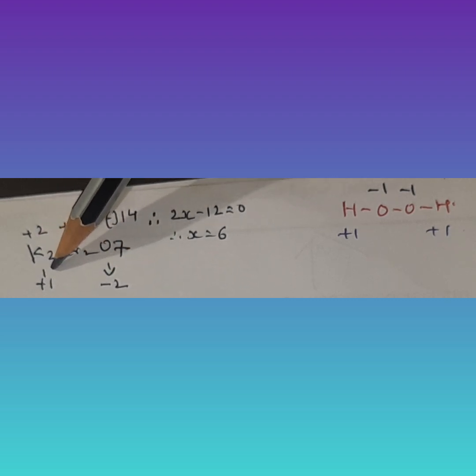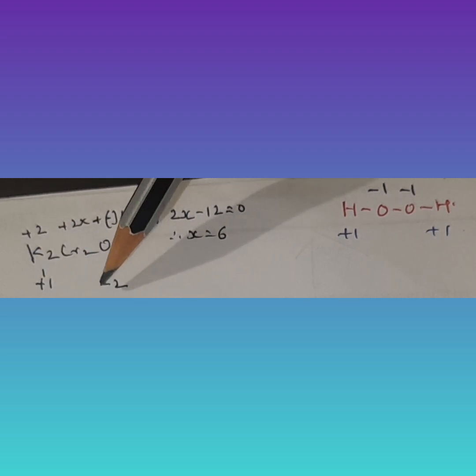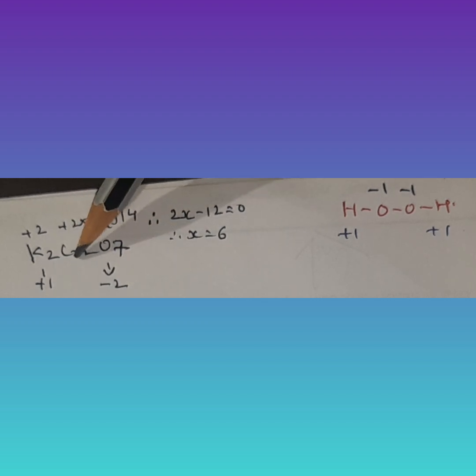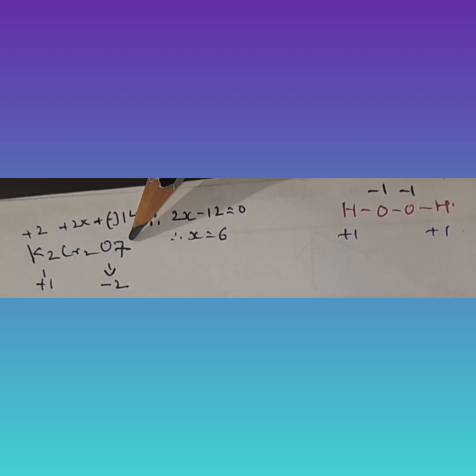Two potassiums are there, so 2 into +1 is +2, and 7 oxygens into -2 is -14. And since two chromium atoms are there, we put it as 2x, where x is a variable to be found out. Apart from that, no charge is given over here, so we assume it to be 0.